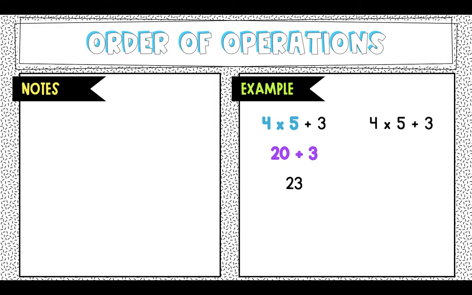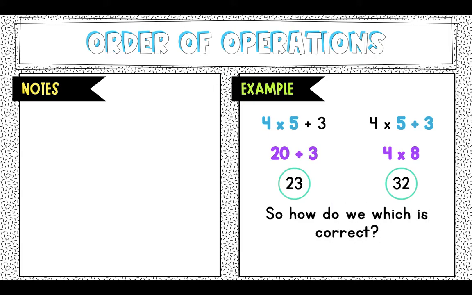Let's look at the equation on the right. This time, I'm going to start by adding 5 plus 3. I know that 5 plus 3 is 8, which will change my expression to 4 times 8. And when I do that multiplication, I get a final answer of 32. So you see we have two different answers here. So how do we know which one is correct?